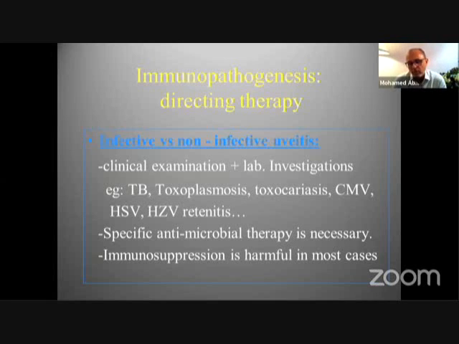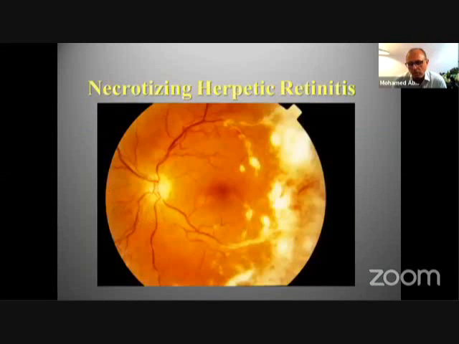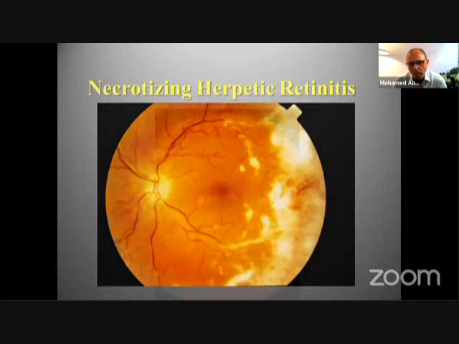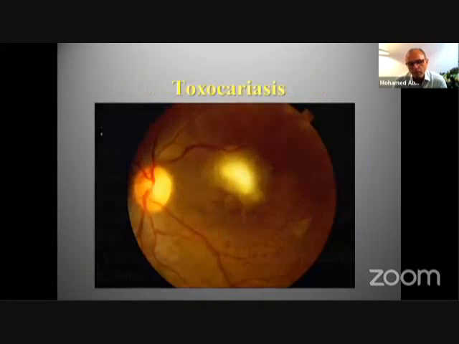We only do lab investigations to confirm our doubts about certain etiologies, like TB, toxoplasma, toxocara, CMV, herpes simplex, herpes zoster, as Dr. Adina previously showed us. Here, specific antimicrobial therapy is necessary, and immunosuppression can be very harmful. This is an example of toxoplasma. This is, as Dr. Adina showed us earlier, necrotizing herpetic retinitis and CMV retinitis, TB choroiditis, toxocara.